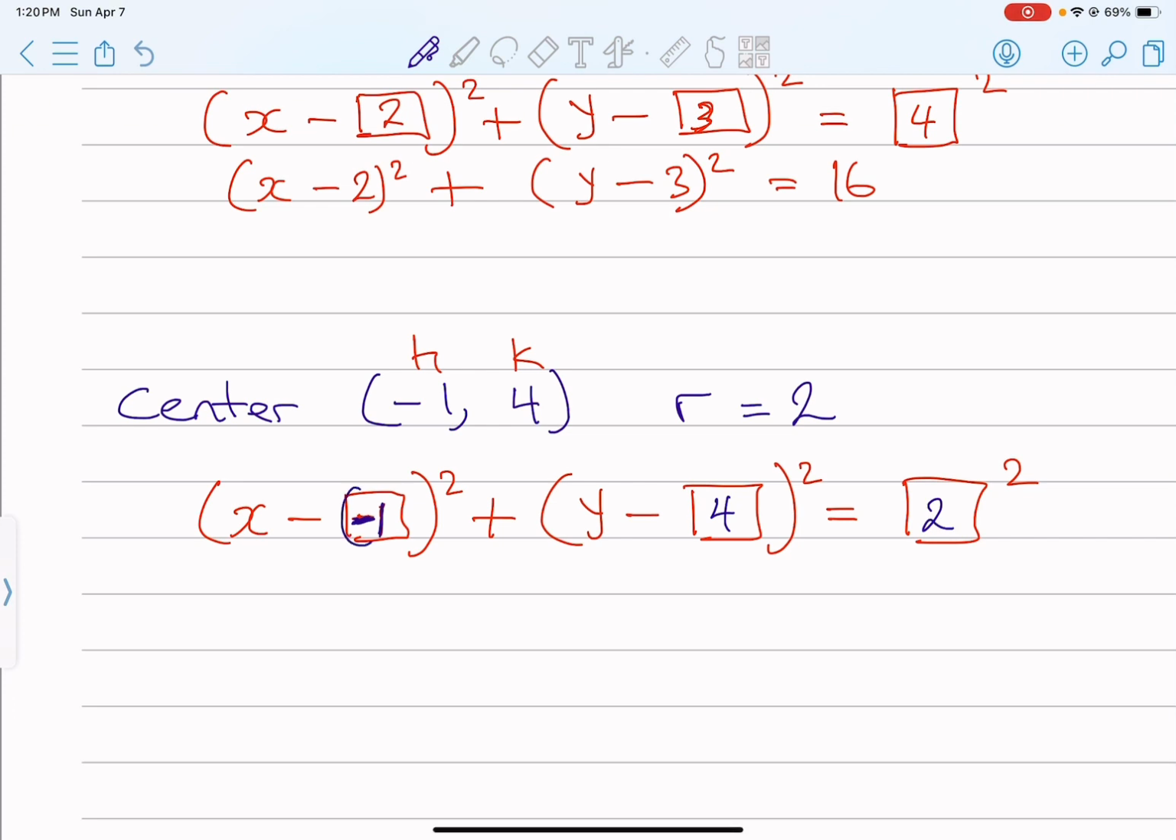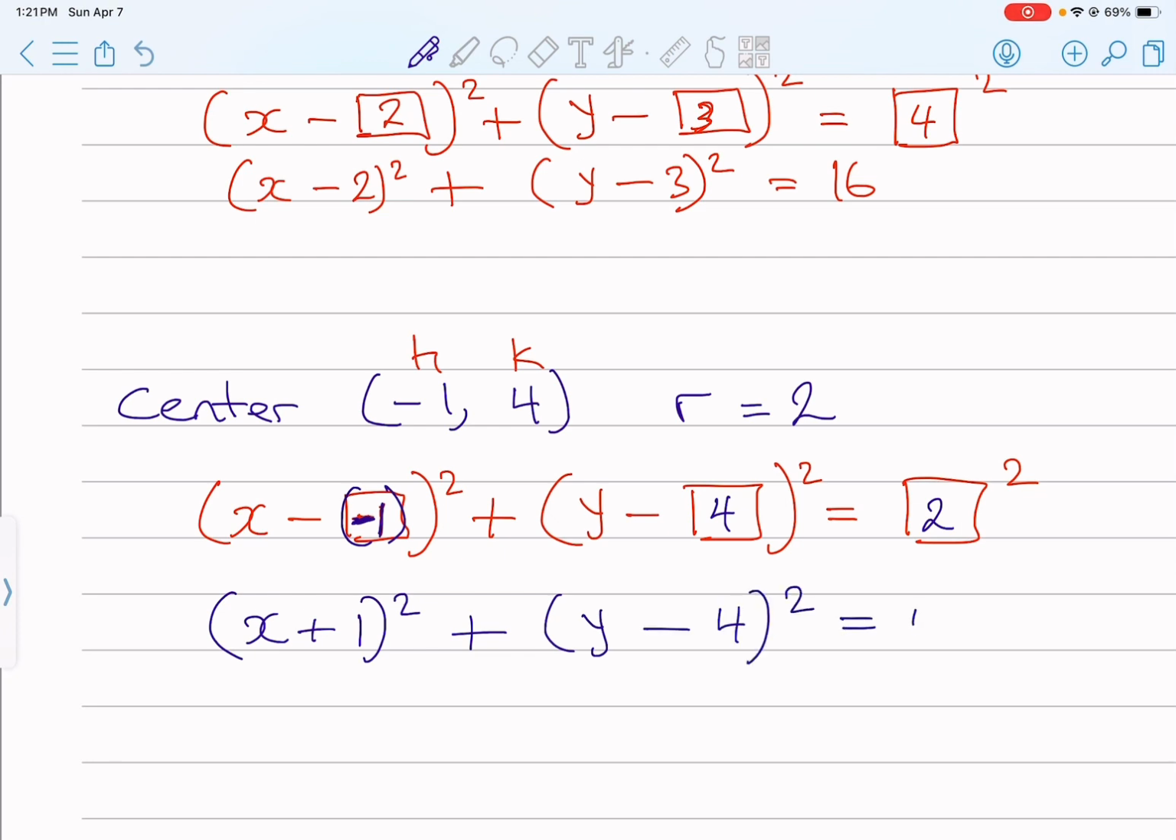So you can picture this as a parenthesis, right? So let's write this the pretty way. x plus 1 squared plus parenthesis y minus 4 parenthesis squared equals 4. Why does a negative times a negative equal a positive? I'm going to teach you something right now.